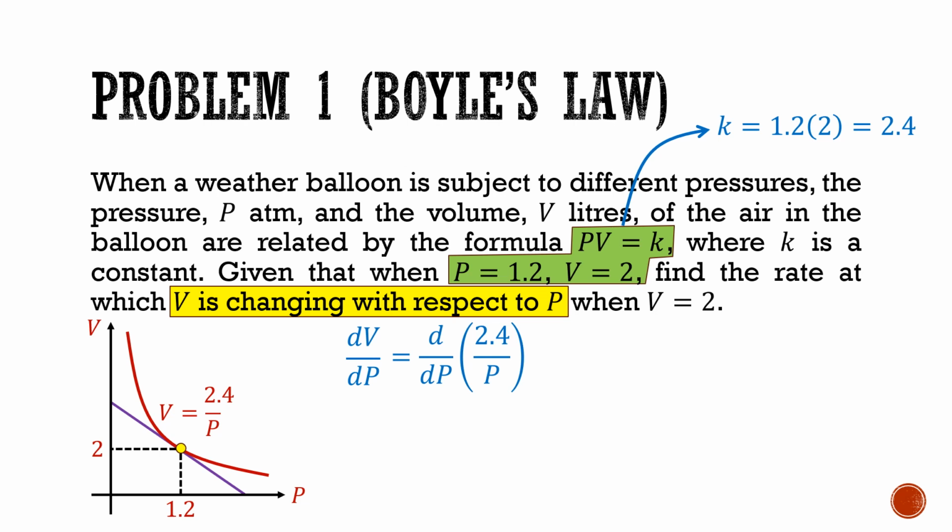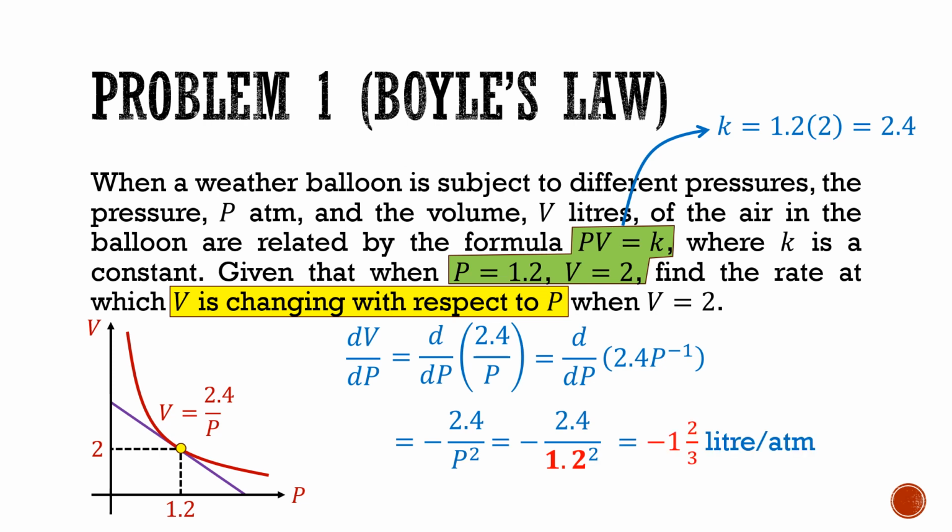So firstly, we can bring P up to the numerator. So we're going to differentiate 2.4P to the power of negative 1. When we apply the power rule, we're going to get negative 2.4 over P squared. Now, if we sub in P equals 1.2, we're going to get a rate of change of negative 1 2/3 liter per atmospheric pressure. And this matches the diagram because we know that the rate of change has to be negative since they have an inverse relationship.